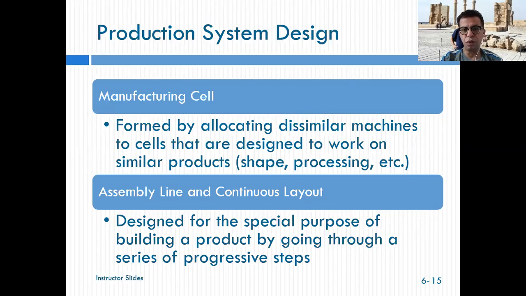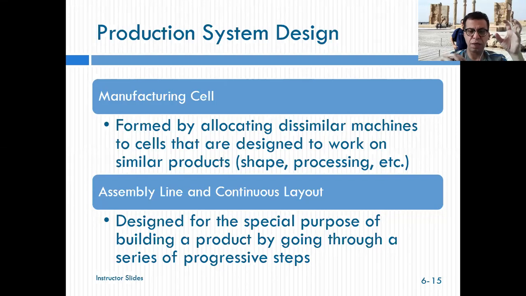Now, if you look at the production system design, as we said, the manufacturing cell is formed by allocating dissimilar machines to one cell, designed to work on similar products. So there is one cell that works, another cell that works similarly, and a third cell, and they have all types of machines in each cell. This is how they work with each other.